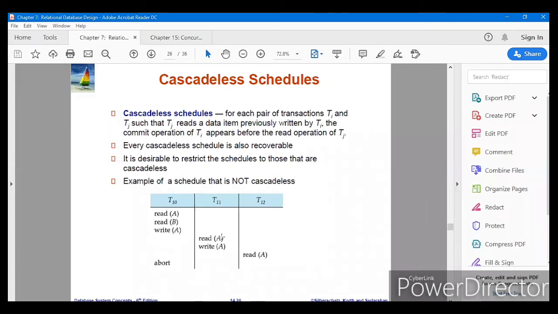An example of a schedule that is not cascadeless is here, because it was aborted. Why? Because the commit was not performed in between. If the commit operation had been performed here, after the T10 write A and after the write A of T11, then T12 would definitely have been able to retrieve the updated data.